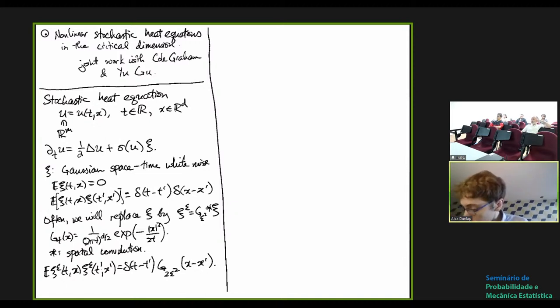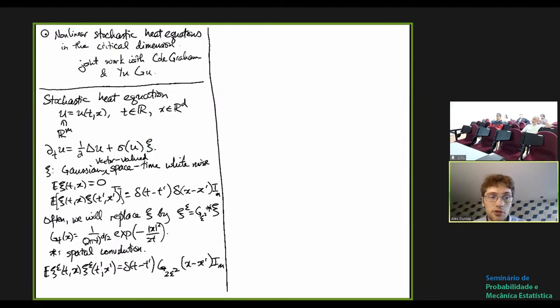I forgot to write something here. Since I'm dealing with R^m valued solutions here, and you can really think of m equals one for this talk, I actually want this to be a Gaussian vector-valued space-time white noise. So it's just m space-time white noises. I put a transpose here, and this is times the identity matrix. So we can have a vector of m space-time white noises instead. Okay, so that talks about xi.